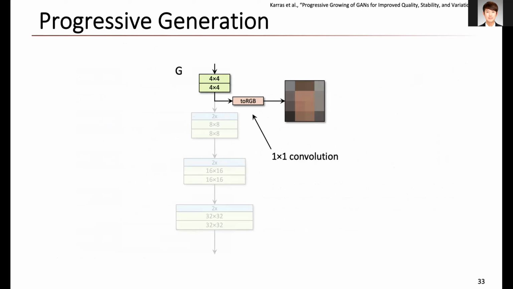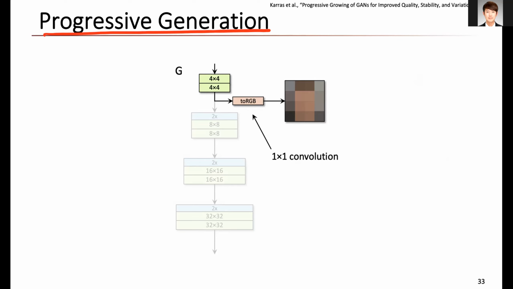In ICLR 2018, there was the progressive GAN. The idea was very, very simple. They want to decompose the levels of generation.